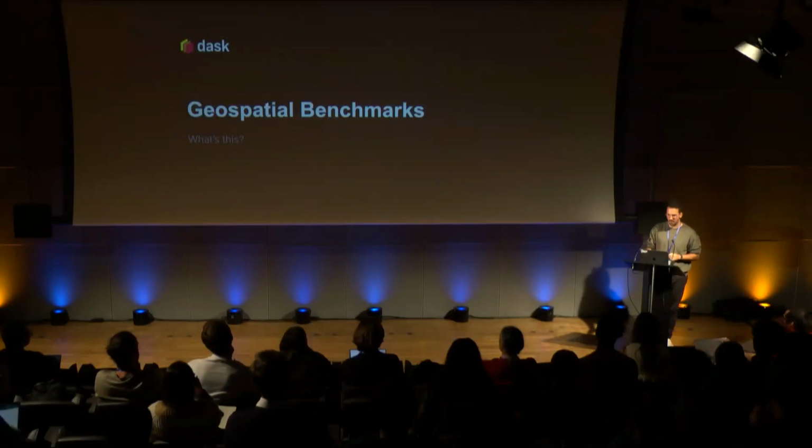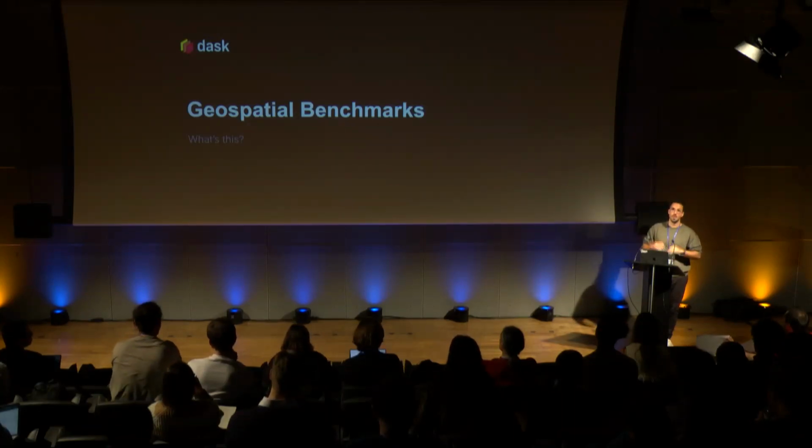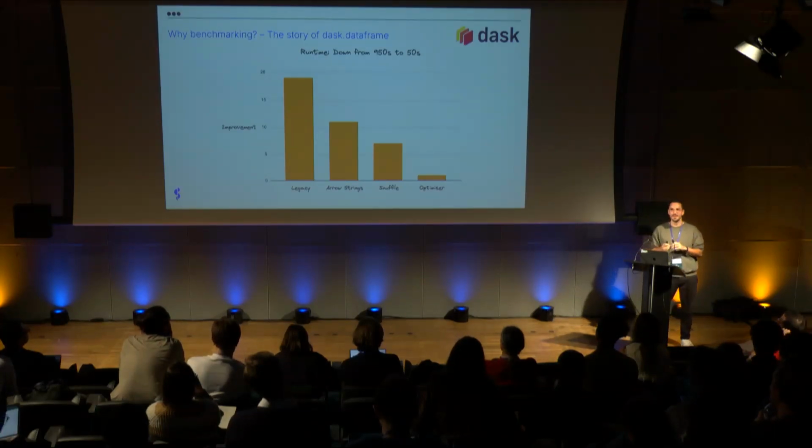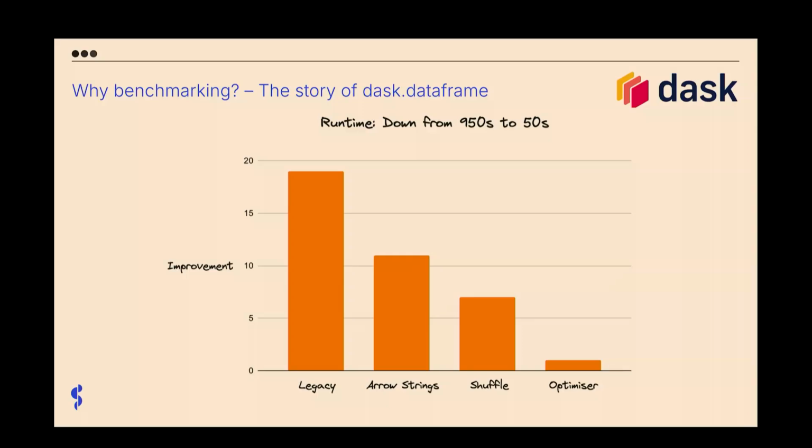So let's quickly talk about geospatial benchmarks now: why we are interested in them, and why you should also be interested in them. For this, let's talk quickly about the story of Dask DataFrame. Over the last year, we did a pretty large revamp of the DataFrame API. A year back, it was honestly pretty bad. It couldn't do most of the things that your average SQL engine can do, all the optimizations in there. It just did literally what you told it to do, and that was usually not the most efficient thing.